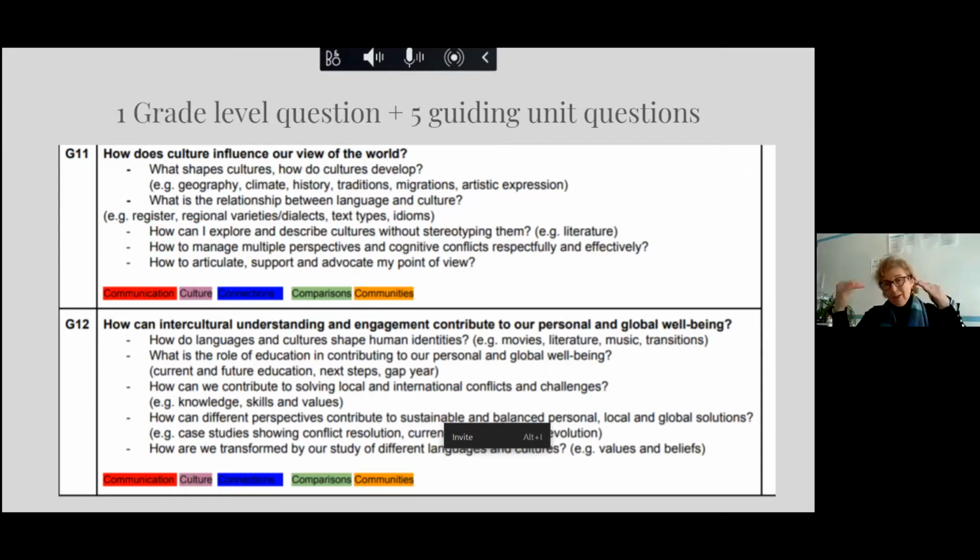Here, when we look at the end, so looking at the final assessment after a long-term learning of a foreign language, grade 5, grade 12, the overarching grade level question is: how can intercultural understanding and engagement contribute to our personal and global well-being? This is an overarching, encompassing assessment that we would like students to be able to answer at the end of going through the model curriculum.